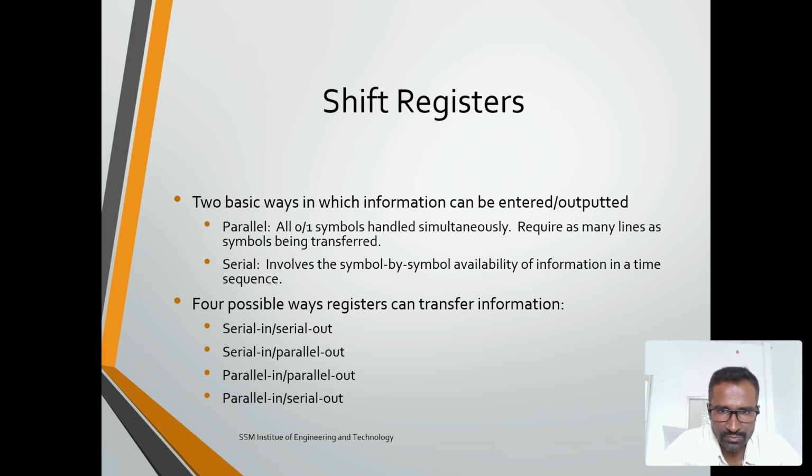Based on these basic ways of serial and parallel accessing, shift registers are classified into four types. Serial input, serial output: we give the input in serial manner and take the output in serial manner. Likewise, the other three are serial input, parallel output shift register, and so on.